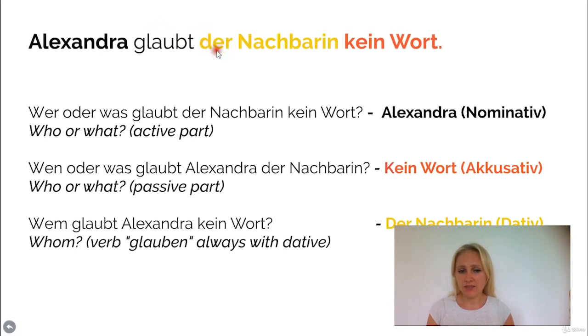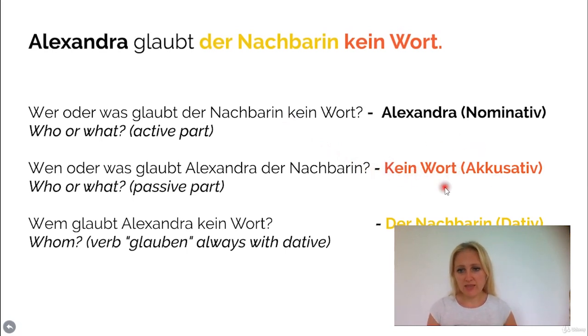That's why the article die has changed to der here. Okay, but let's have a look at the next question. So, wen oder was glaubt Alexandra der Nachbarin? So, who or what is she believing the neighbor? It's the passive part, like the thing that she's believing or not believing. So here it's kein Wort, no word. She doesn't believe no word.